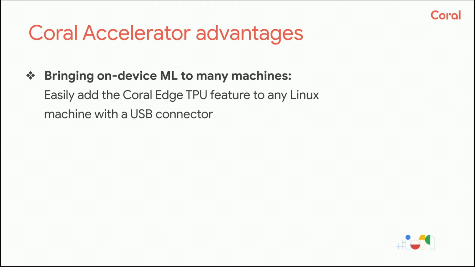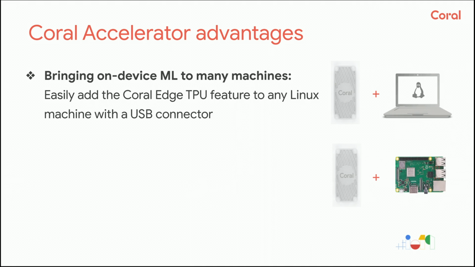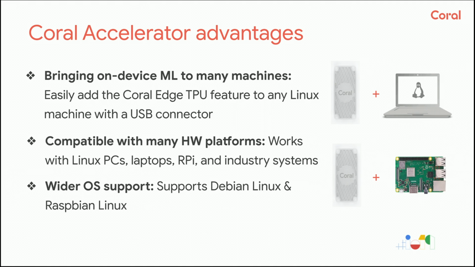So the Coral accelerator's advantage number one, as you would imagine, is bringing on-device machine learning into many more machines, okay? You can plug into a laptop if the laptop runs a special version of Linux. And then you can plug into a Raspberry Pi. It's compatible with much of the hardware the Raspberry Pi has supported in the past. So not only PCs and laptops, but Raspberry Pi and industrial systems, any box that supports a USB plug. You just plug in this key, and you will be able to deploy your machine learning applications. So the Coral USB Accelerator is a low-cost, convenient way to experiment and build prototypes in AI.